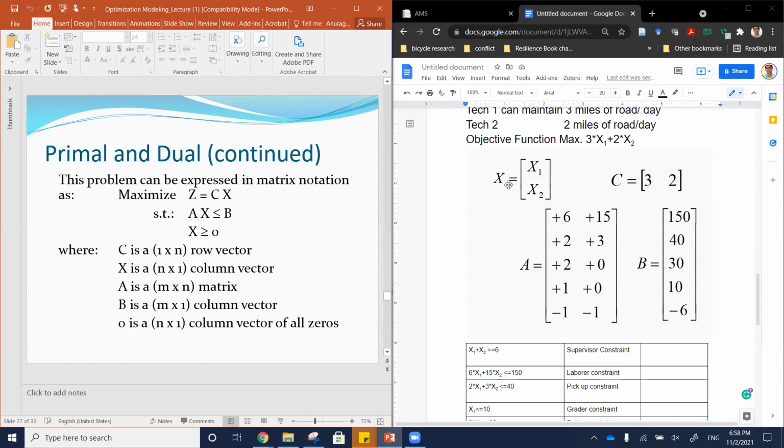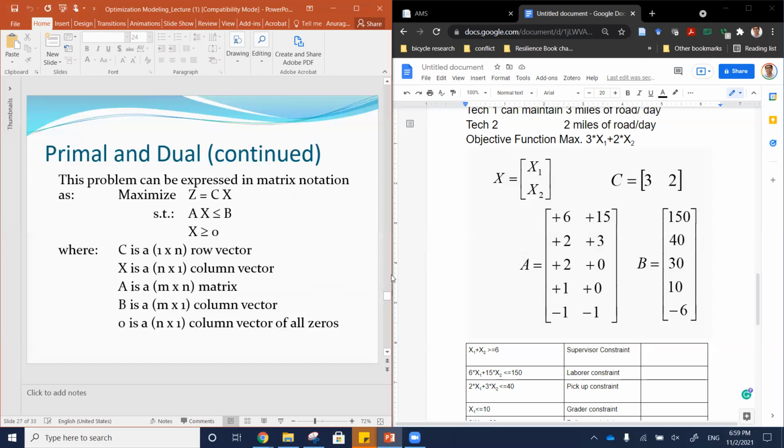When I multiply C with X, and you have to learn how to multiply matrices, I'm not going to talk about that here. You should know this, but I'll post a video for it if you need a refresher. When I multiply C and X together, I get 3x1 plus 2x2, a 1 cross 1, a scalar. Such that all of my constraints are x1 plus x2 greater than or equal to 6, 6x1 plus 15x2 less than or equal to 150.